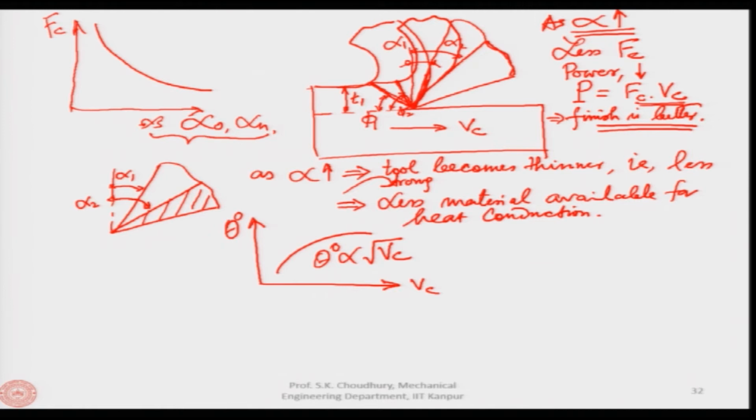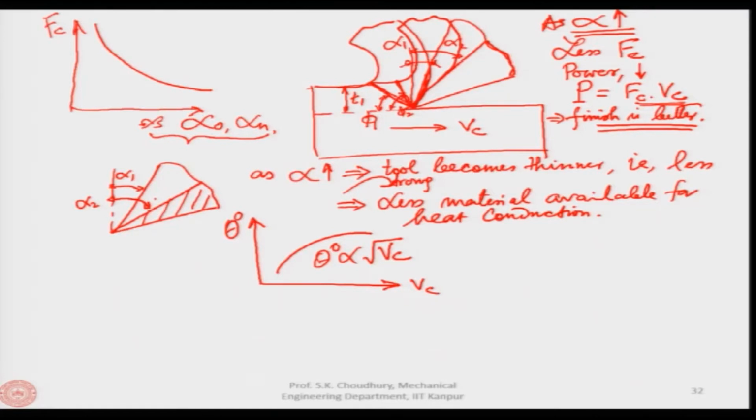So we cannot infinitely increase the rake angle of the tool, because if we increase the rake angle, of course, we will get the benefit of less power and less force, but we are having less material available for heat conduction. Then the tool will be thermally deformed and there will be less strength of the tool, because the tool is getting thinner, as I have shown here.